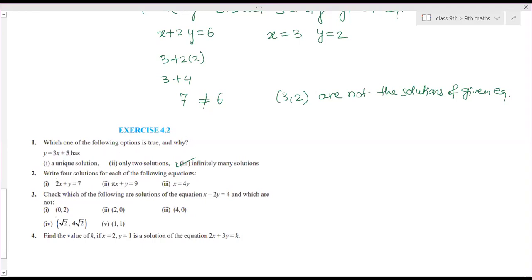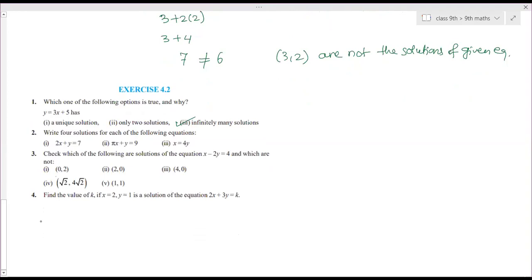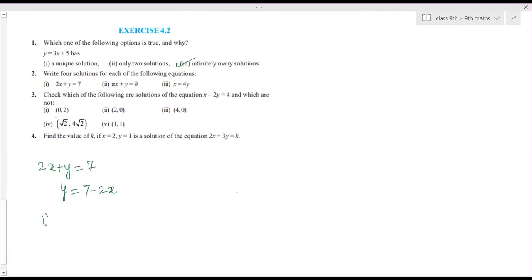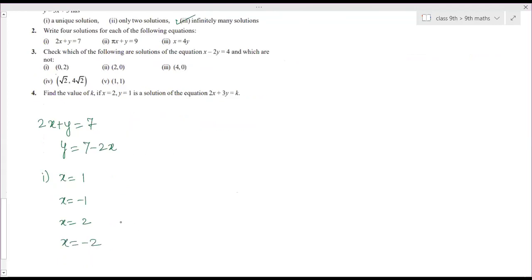Write 4 solutions of each of the following equations. Let's start finding. Any one variable you can keep on the LHS, and you can take the other on the other side. Here y doesn't have any coefficient, so I will keep y on this side, and 2x I will take to that side. Is it clear? And then take any 4 values of x: x is equal to 1, x is equal to -1, x is equal to 2, and x is equal to -2. Take these 4 values and find the answers for y.